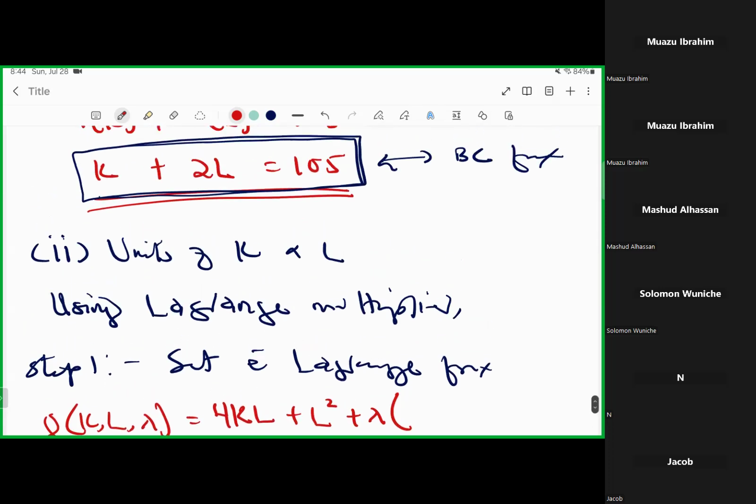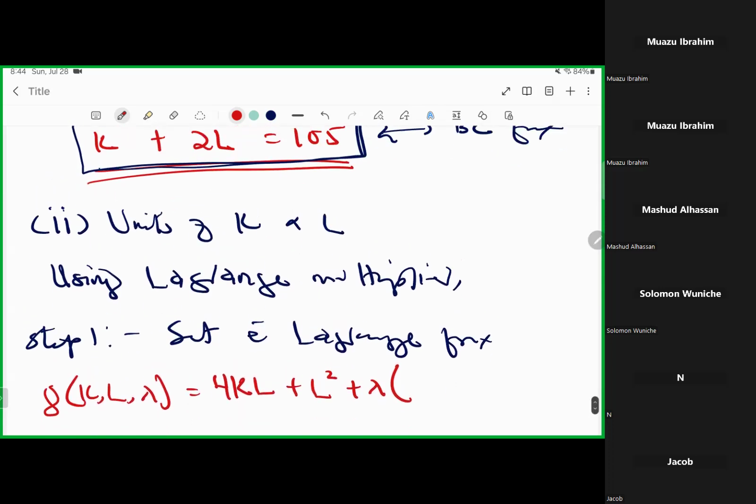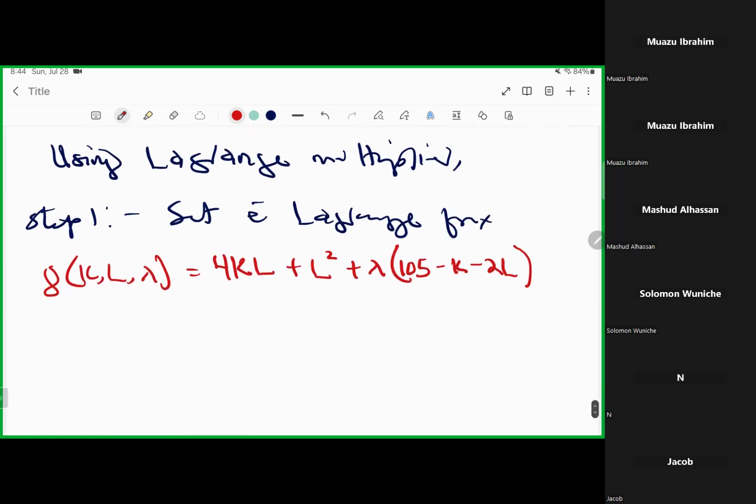So here we have our budget constraint function. And remember, our budget constraint function is this one. Please note how we are doing it. It is 105 minus K minus 2L. So this is the Lagrange function that we have set up.